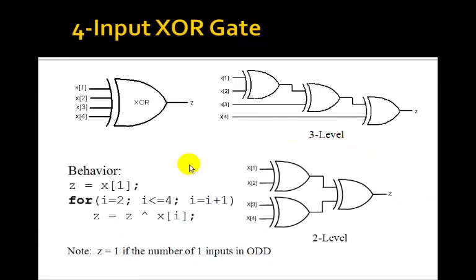Let's see what happens if we use this for loop for the XOR. It actually will work and produce this 3-level 4-input XOR gate in terms of 2-input XOR gates. And you can verify that the output Z is 1 only if the number of 1 inputs is odd.